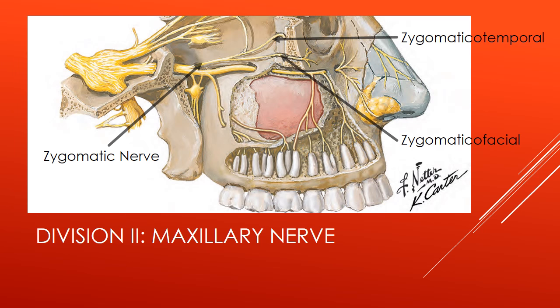The last branch of the maxillary nerve is the zygomatic nerve here. The zygomatic nerve arises in the pterygopalatine fossa, enters the orbit via the inferior orbital fissure, and then divides into the zygomaticotemporal and the zygomaticofacial nerves. It supplies the skin of the temporal region and the lower part of the orbit.